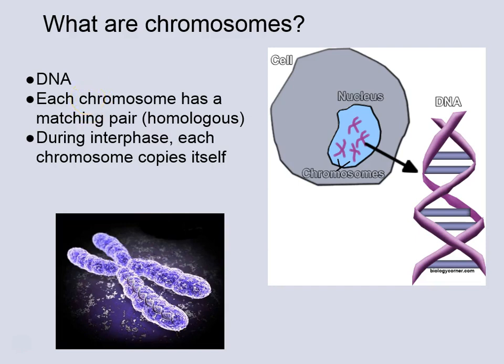Each chromosome is going to have a matching pair. You get one version from mom and one version from dad. You have homologous chromosomes. During interphase, those chromosomes are going to copy themselves, and then during mitosis, they're going to be separated out into two cells. Your DNA has pretty much all the instructions for building proteins and doing all the things that cells need to do, so it's really important that you don't lose part of those instructions in the process.